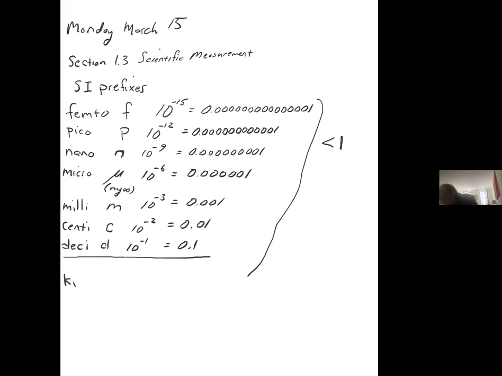Kilo, very common. Lowercase k, 10 to the 3. Kilo is another way of saying 1,000. Kilo is 1,000, okay? The next one is mega, which is uppercase M. So notice lowercase m is milli, which is small. And we all know the word milli usually means small. Mega is big, right? So mega 10 to the 6th. It's a million.